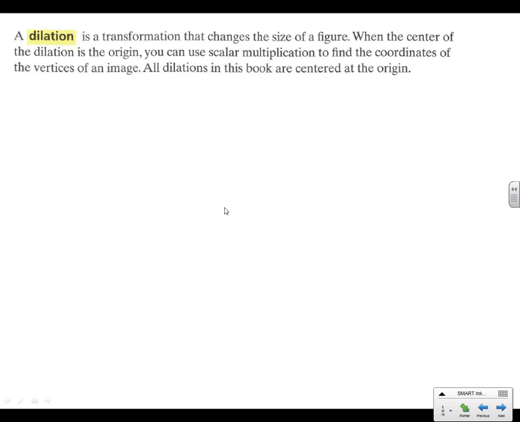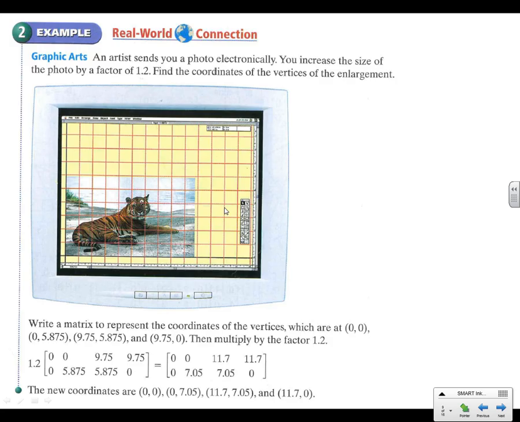All right, so we've done translations. Now let's talk about dilations. A dilation is when we're going to multiply every single point, either bigger or smaller. So what we're doing here is scalar multiplication.